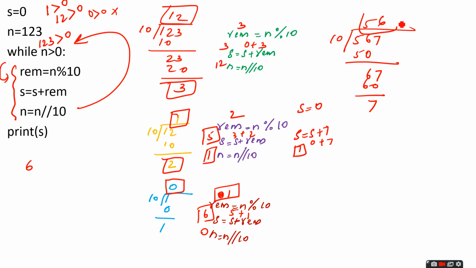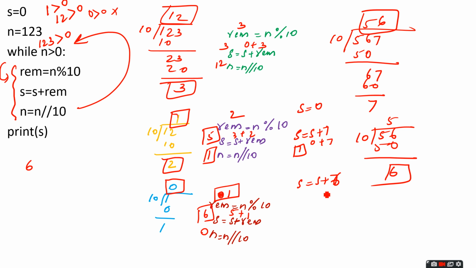Again I am taking the quotient and dividing it by 10. 56 divided by 10, the remainder is 6. Now I will add it to this sum: s equals s plus 6. The value of sum is 7, 7 plus 6 is 13.